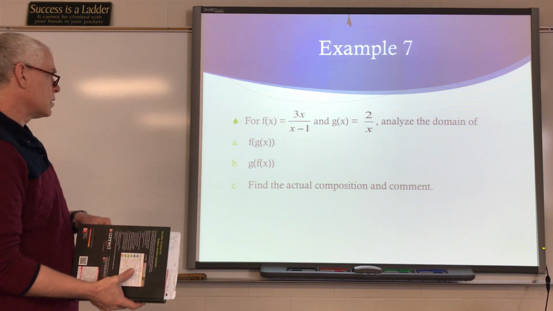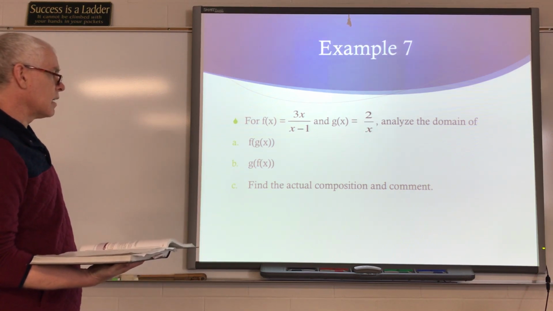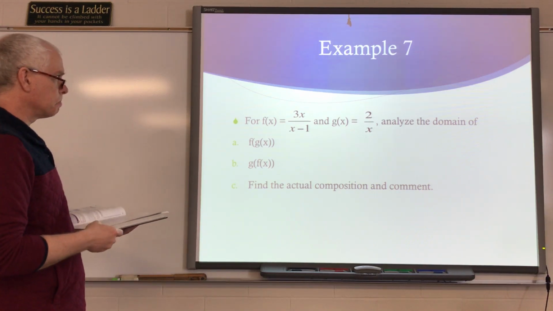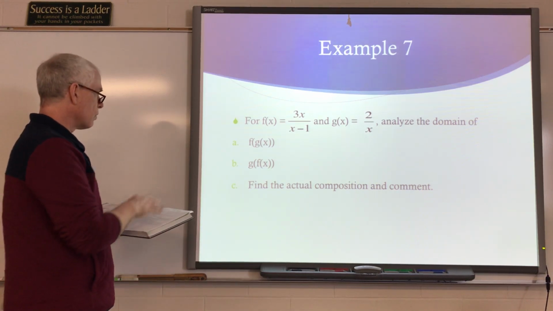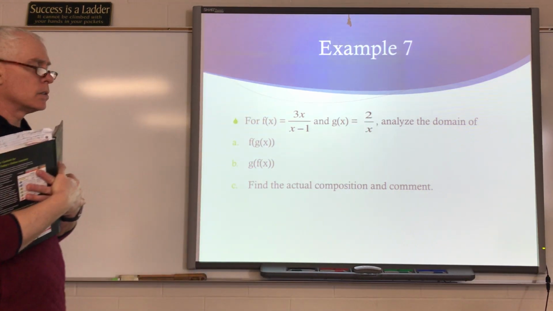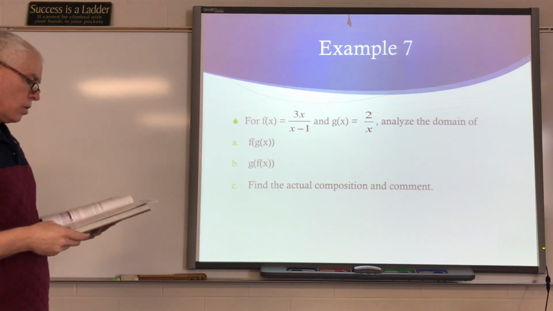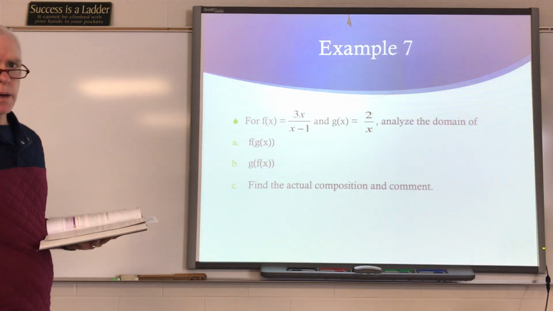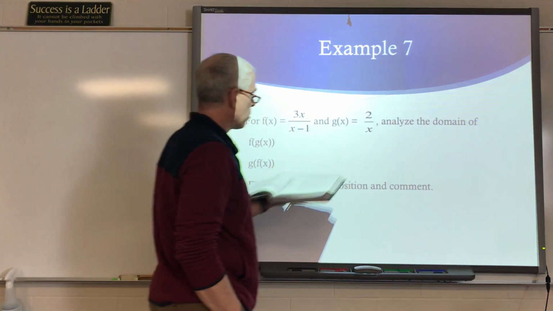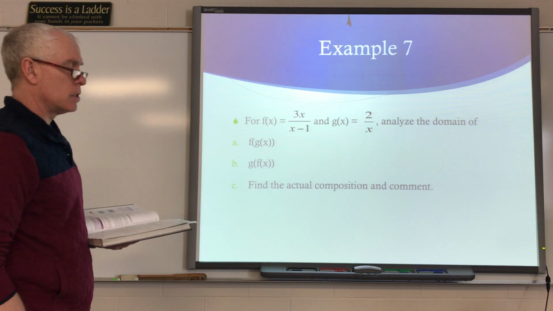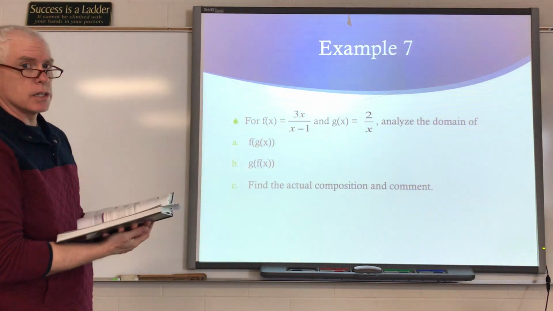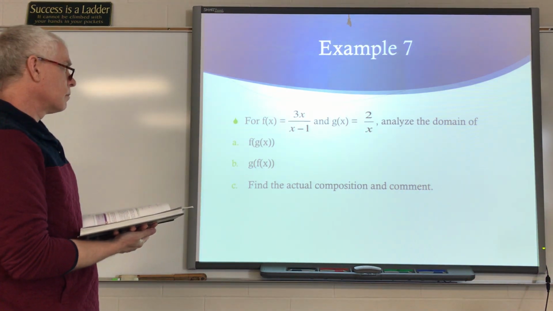A couple more compositions. So for f of x and g of x, analyze the domain. Following number 7 in your book, f of g of x. For g of x, the domain here is all real numbers except 0. I know I have to eliminate 0 from my domain because I can't put it into g of x. The range for that is going to be all real numbers except 0 as well. If you remember, it's got 2 branches. You could graph it in your calculator to take a peek.